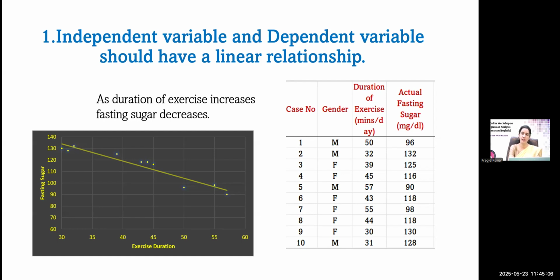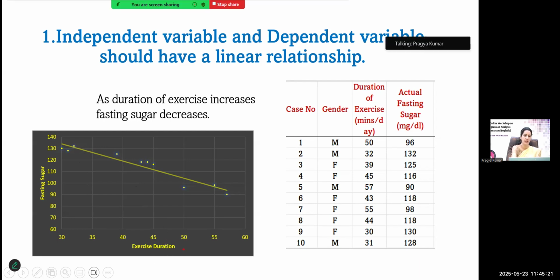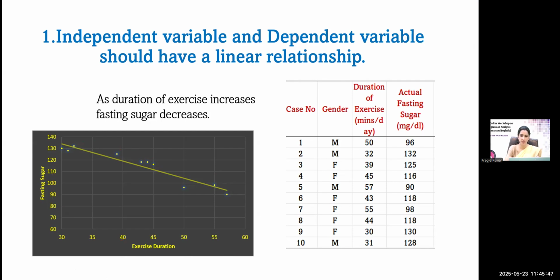So how to check for the linear relationship? Generally, you check the residual plot, and in this case, you can see this graph, and there is a line. If one variable is increasing, and these are the two variables, exercise duration, on the x-axis, and the y-axis is the fasting blood sugar. If the exercise duration is increasing, the fasting blood sugar is decreasing. That's how you can see this scatter plot, and you can say that there's a linear relationship. Because this is a linear regression, both the dependent and independent variables should have a linear relationship.